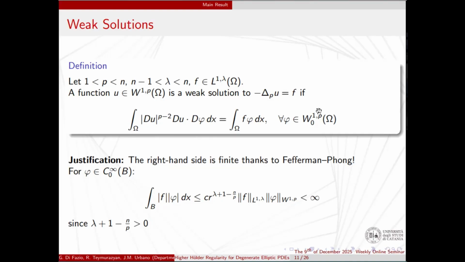Of course, it is good to know that the integrals appearing in the definition are all finite, and essentially our attention moves to the right-hand side, because f is in general just an L1 function. It does not have some extra integrability. So to realize the right-hand side is finite for any function phi, we need to use the Fefferman-Phong inequality. With this simple application of the Fefferman-Phong inequality, we can realize the definition makes sense.